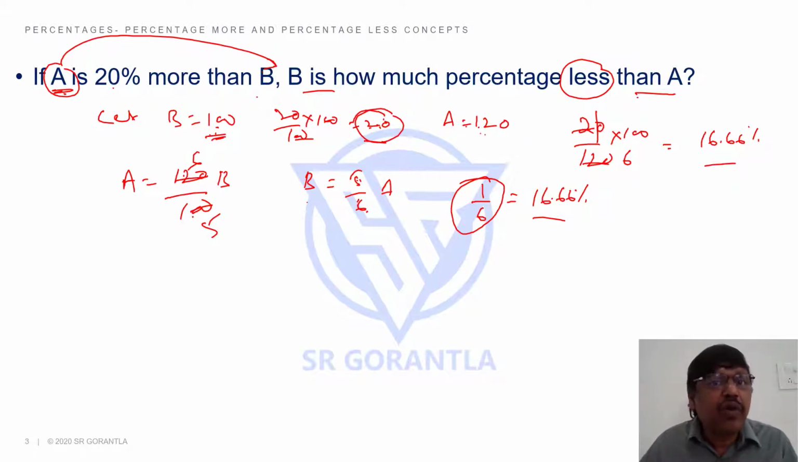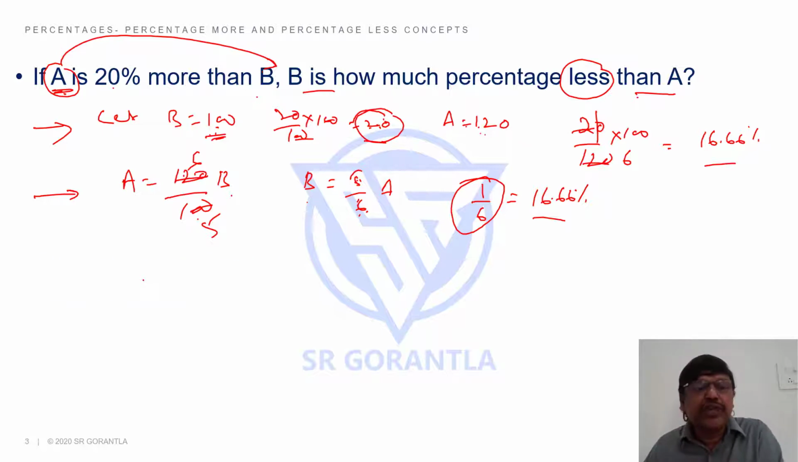A is 20% more. When you say it is 120% or 6 by 5 times of B, the 6 by 5 goes to the other side, so B is 5 by 6 of A. When you say it is 5 by 6, is it more than 1 or less than 1? Numerator less than denominator is less than 1. How much less? Difference by denominator, 1 by 6 less. 1 by 6 is 16.66%. This is the second approach.